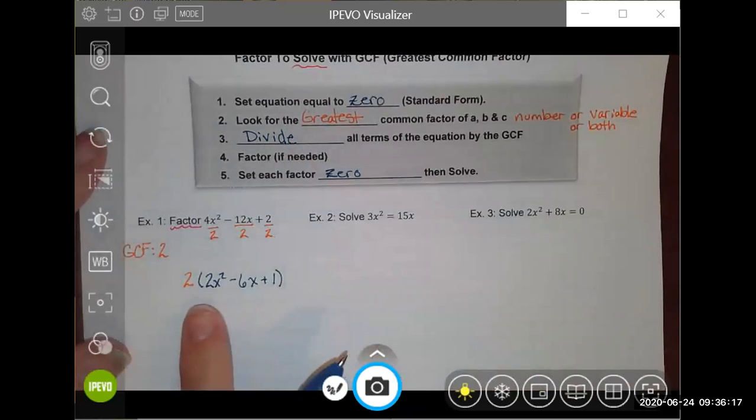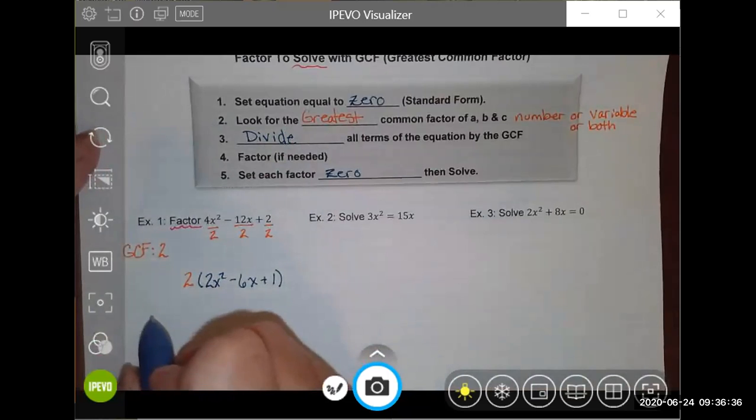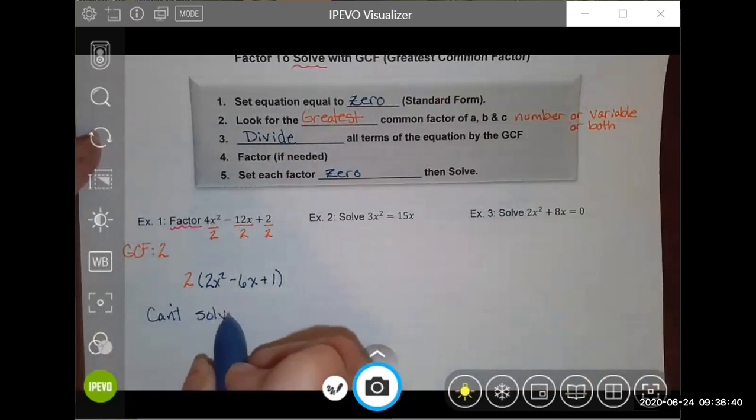Step number 4 says, look at these two factors and determine if they can be factored further. So I would look at this trinomial and ask myself, are there factors of 2 times 1 that would add up to negative 6? And the answer in this case is no. So this is fully factored. I can't factor further, and this would be my factorization.